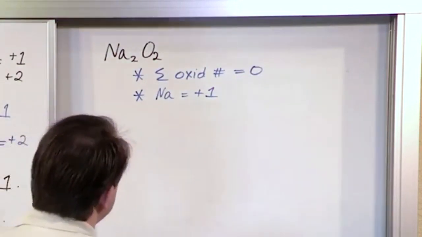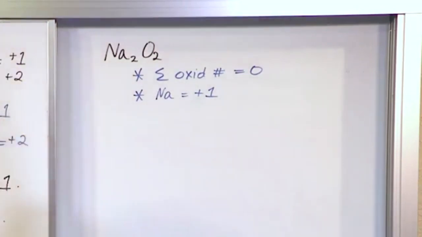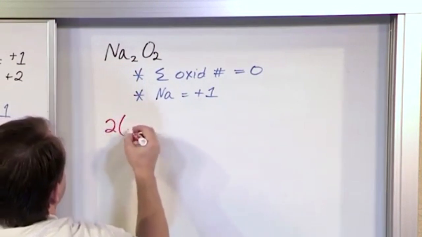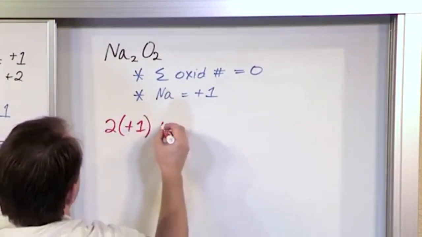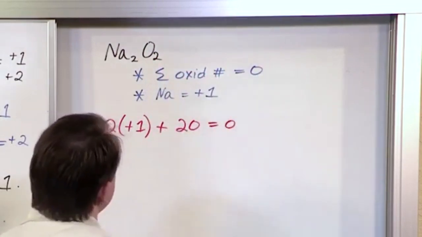To find the answer to all of these elements? And I do. I don't have to even look at this anymore. I don't need to do anything else because I've got enough information. So the way you do it is you say 2 times the sodium plus 2 times oxygen, whatever it is, equal to 0.